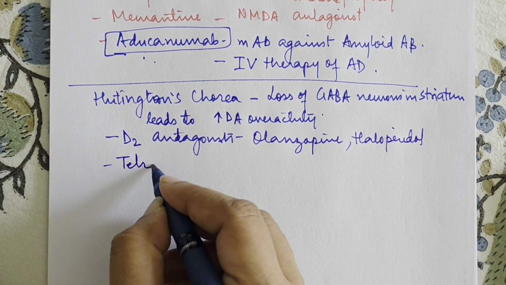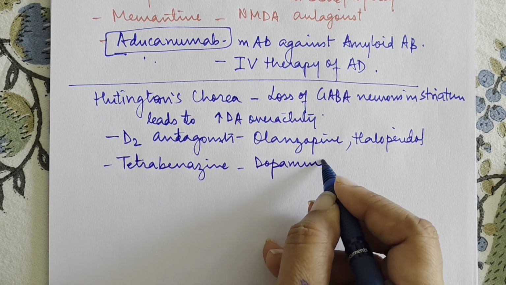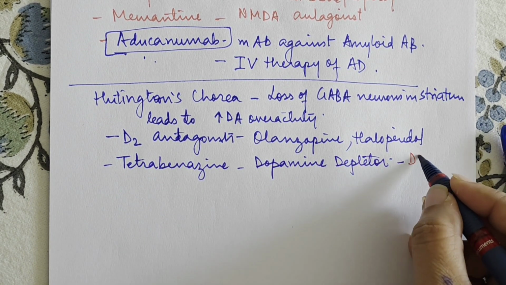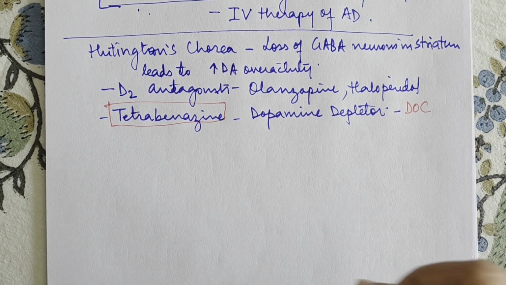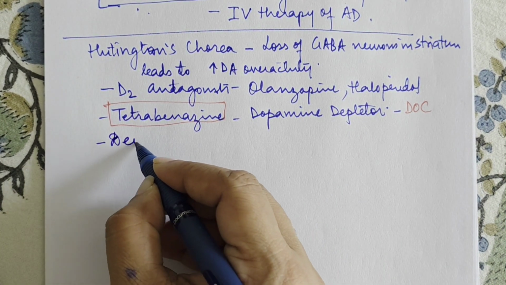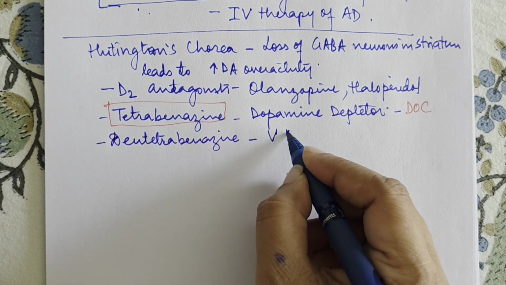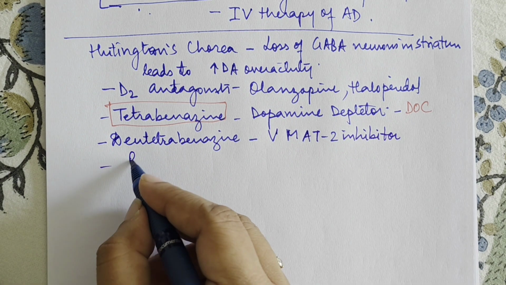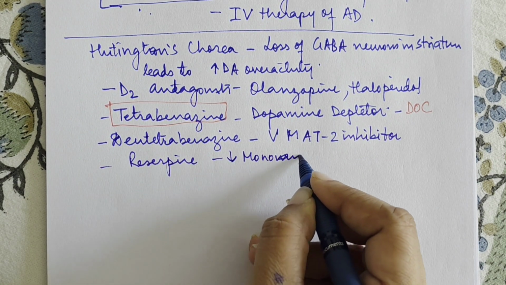Then there is a drug, tetrabenazine, which is basically a dopamine depleter. This is the drug of choice. Tetrabenazine is the drug of choice for Huntington's chorea. Another drug that has come up is deutetrabenazine. This is a vesicular monoamine transporter inhibitor. It can also be used. Reserpine can also be used because it decreases the monoamines.